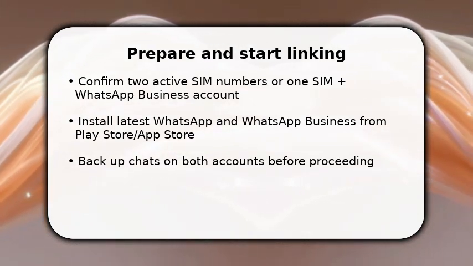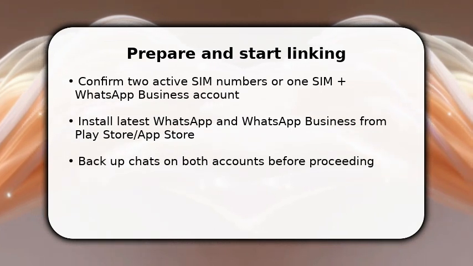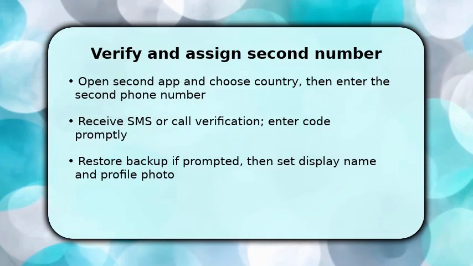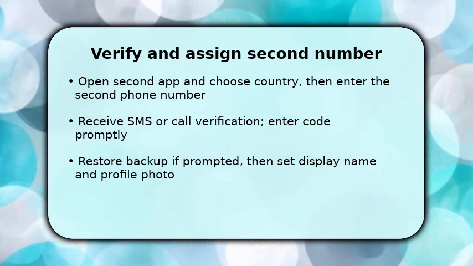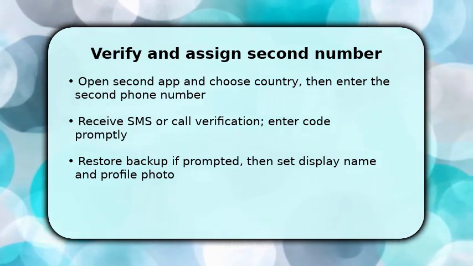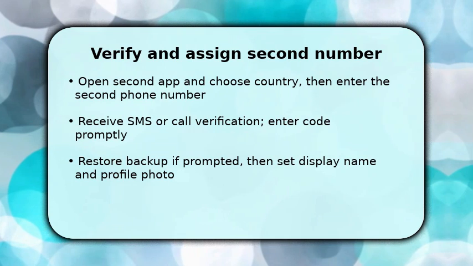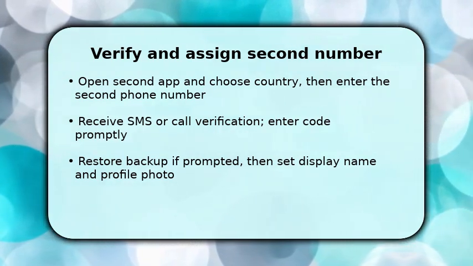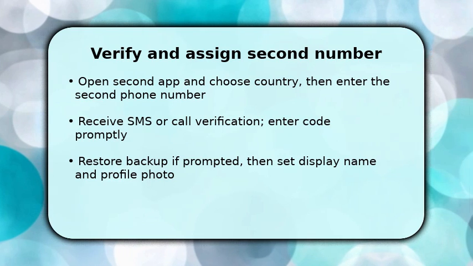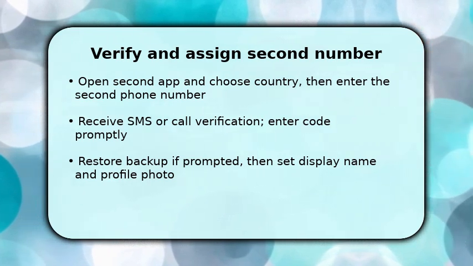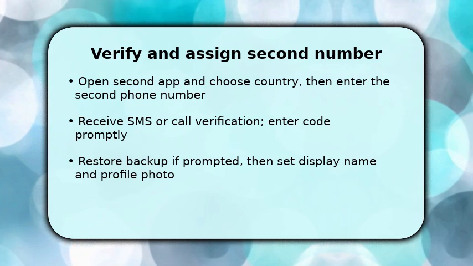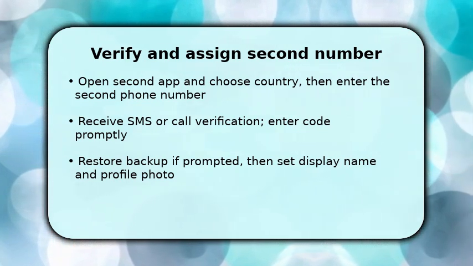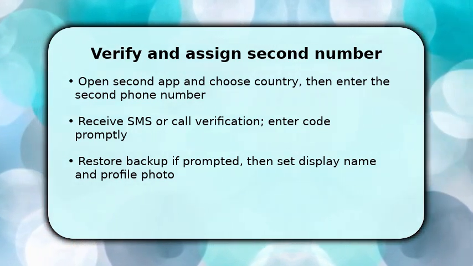Now you open the second WhatsApp instance, either the business app or a separate user profile, and start verification. Enter the second phone number and choose SMS or call verification. You'll get a code that you must input quickly. Once verified, restore any backup offered so you keep messages tied to that number. Then set your display name and profile photo to differentiate accounts. Make sure notifications are enabled.